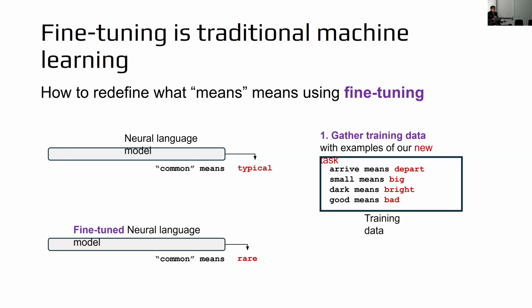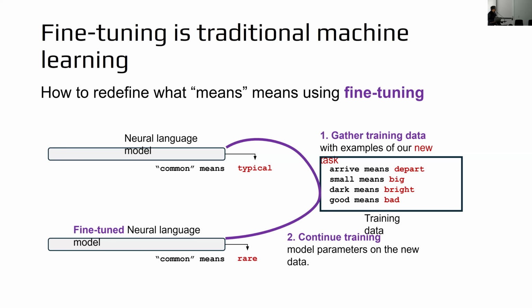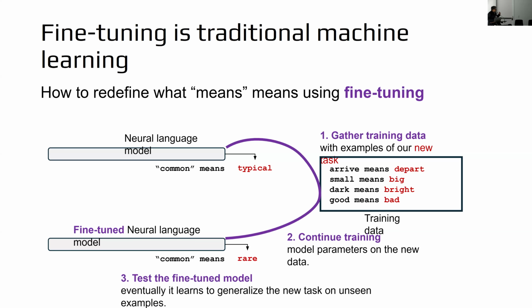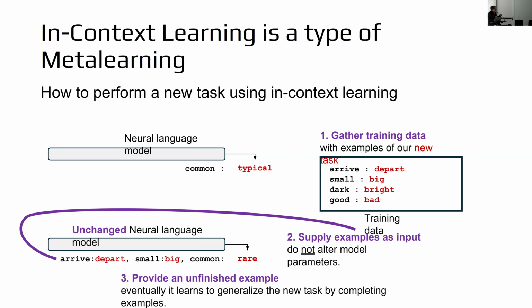We want to do this opposite world training, so we would give it a number of examples, and then we would test it on some held out examples, like common means rare. And once the model starts to get the idea of how to do it on our held out examples, then we count that as a success. We've figured out how to teach the model this task by fine tuning. So this is traditional machine learning. But what's amazing is that these models can do this without traditional machine learning.